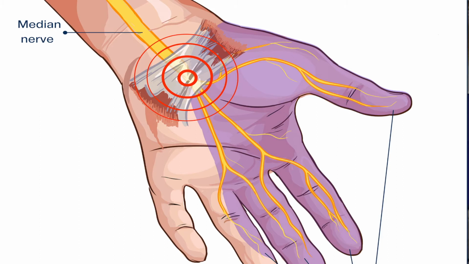The median nerve provides sensation to the thumb, index, middle, and half of the ring fingers. A branch of the median nerve called the motor branch also feeds the thumb muscles. The median nerve and flexor tendons enter the hand inside the tunnel. Carpal tunnel syndrome is compression of the nerve inside the tunnel.